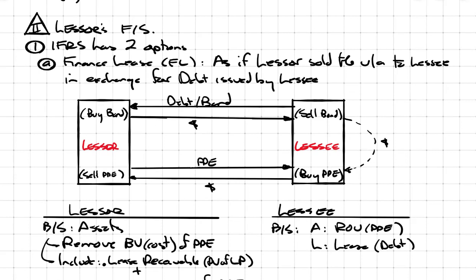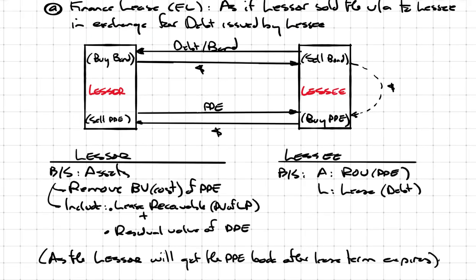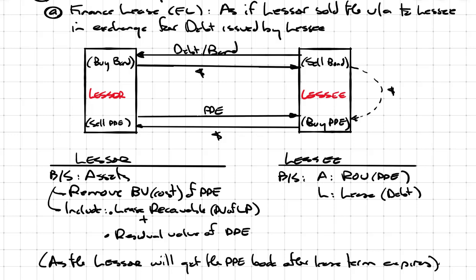And again, the way we're going to break this down is by how IFRS treats it and how US GAAP treats it. So IFRS has two options for the lessor. Finance lease, same definition as before. It's as if the lessor sold the underlying asset to the lessee in exchange for the debt issued by the lessee. So we're going to look at this with a visual, with a framework.